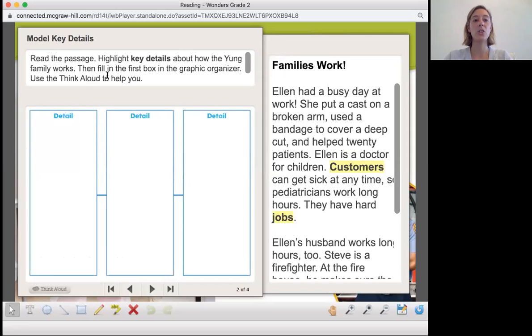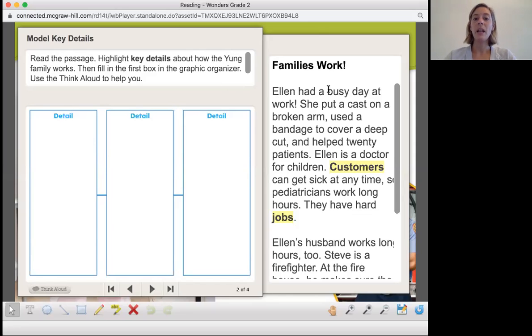Read the passage. Highlight key details about how the Young family works. Then fill in the first box of the graphic organizer. Use the think aloud to help you. So you guys are first just going to watch and listen. You can put your pencil and paper off to the side and just put your hands on your table or in your lap, because like I said, you're just going to watch and listen right now.